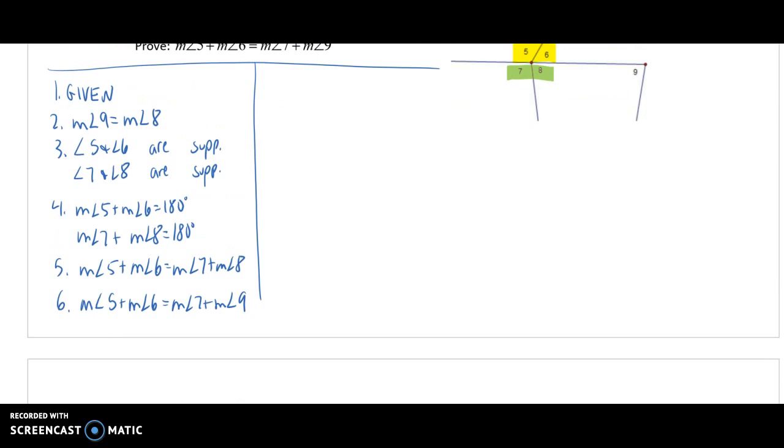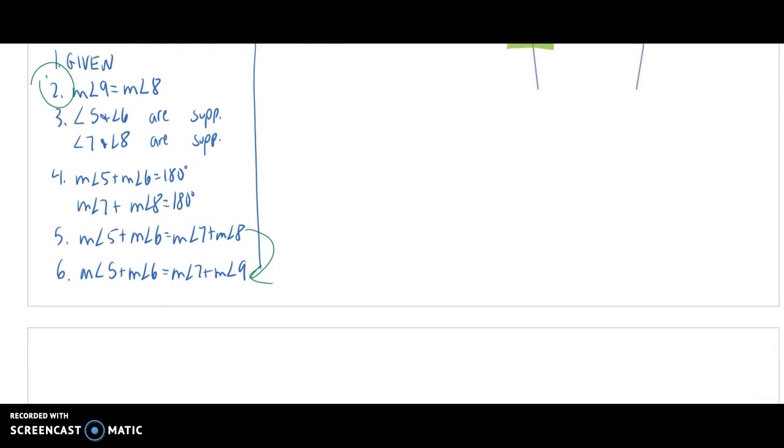And then, since 8 equals 9, we can take 8 out and plug 9 in for it. I see that up here in step number 2. That would be a substitution of steps 5 and 2, and that's what we're trying to prove.